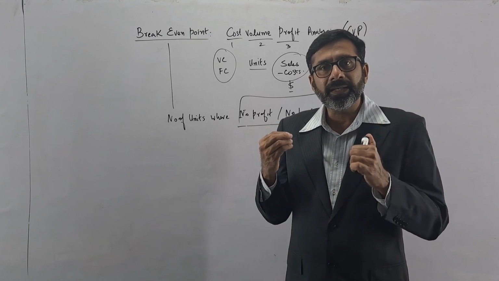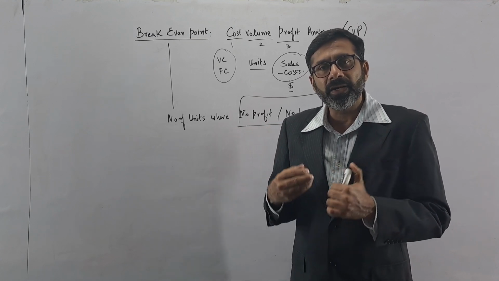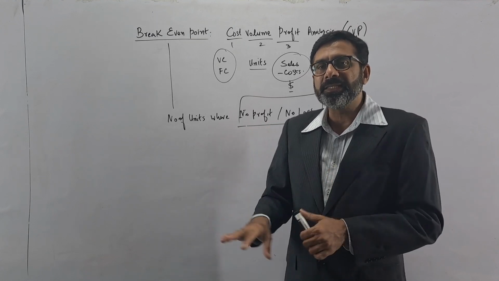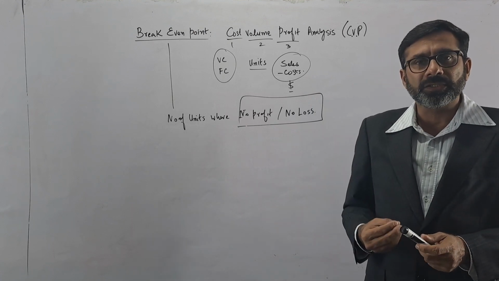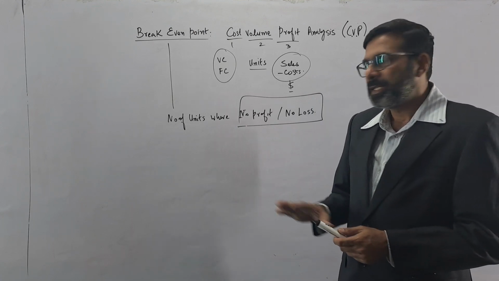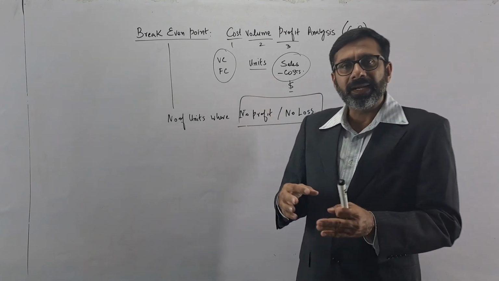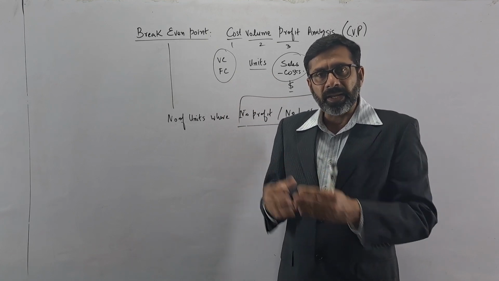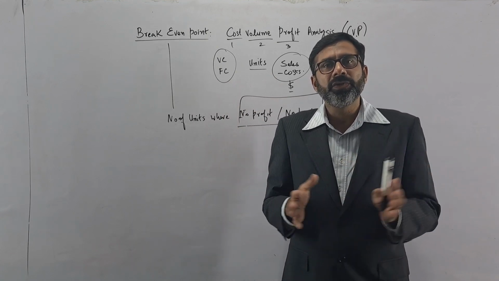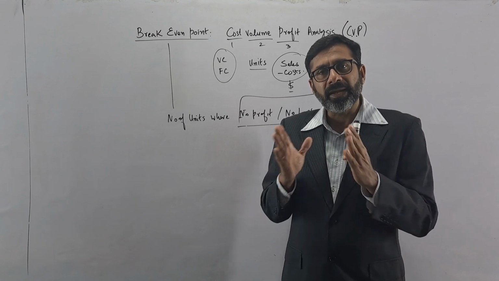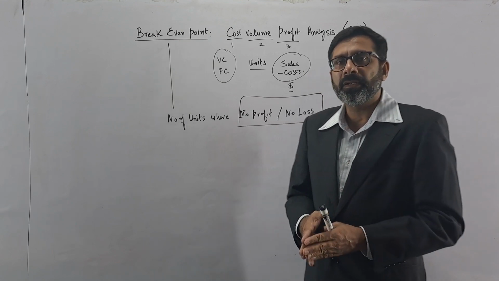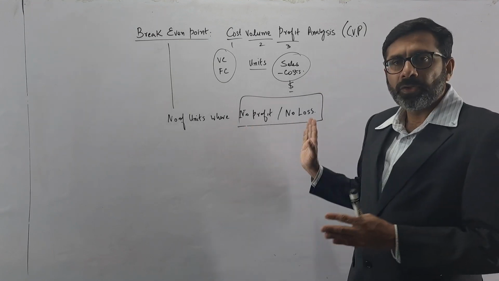So what is their main thing which they want to achieve? They want to achieve at least they recover their cost. Recover their cost means what? That whatsoever they sell, at least they are getting the revenue, and that revenue is equal to their cost. If their revenue is equal to cost, what will happen? There will be no profit, there will be no loss.